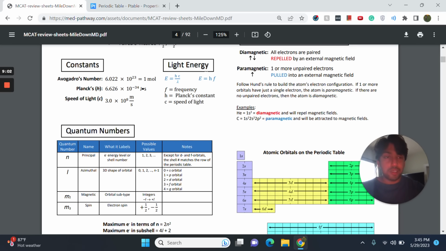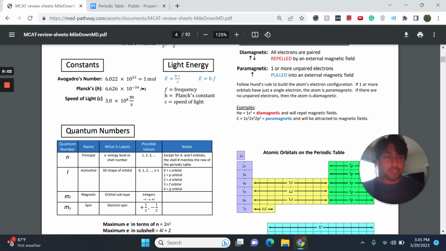This is Planck's constant, so if we multiply Planck's constant by the frequency, we get the energy. And again, if we take the speed of light and divide it by the wavelength, we get the frequency. So these are just the same equations.